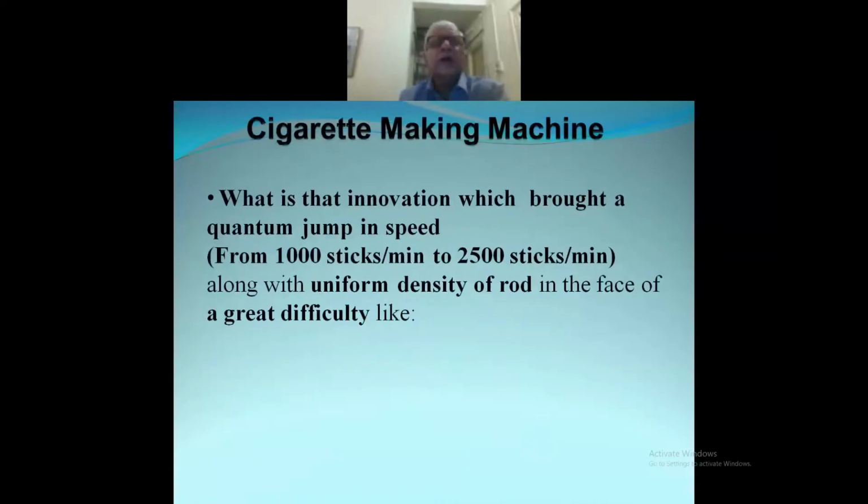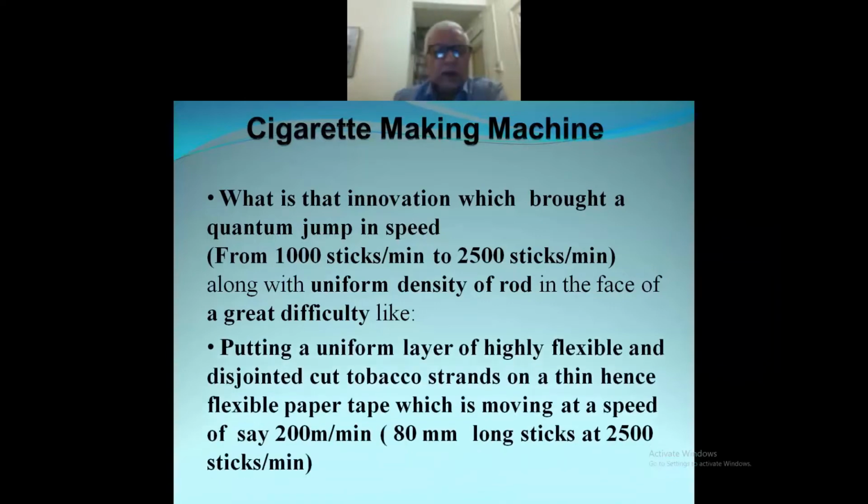Now, what is that invention which made this quantum jump possible? And look at the difficulties in doing this at 2500 sticks per minute. You are handling two inputs. One is the cut tobacco strands, which is a disjointed, highly flexible material. And then you are also handling thin paper tape, which is also a highly flexible material. In a continuous rod machine, the paper tape moves at something like 200 meters per minute. That comes from making 80 mm long sticks at 2500 sticks per minute, so the rod will be moving at 200 meters per minute.